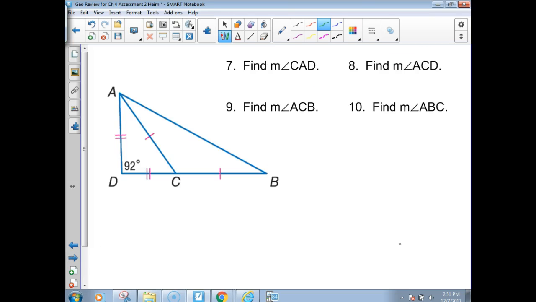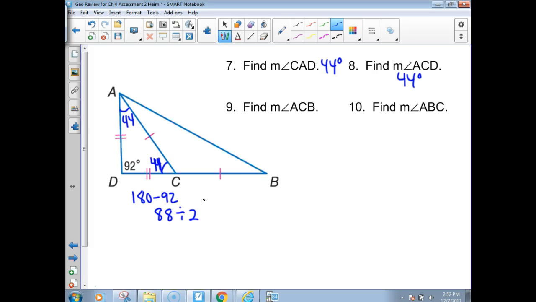This is the same kind of idea, except that this time you're not given one of the base angles on this triangle. You are given the vertex angle. The vertex angle is not equal to these two, so I want to find those two. So I do 180 minus 92, and that's 88. And then I divide that by 2, and that'll tell me that angle DAC up here is 44. Oh, it said to find CAD, that's 44. Find angle ACD, that would be down here, it would also be 44.